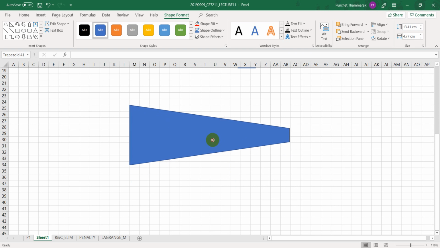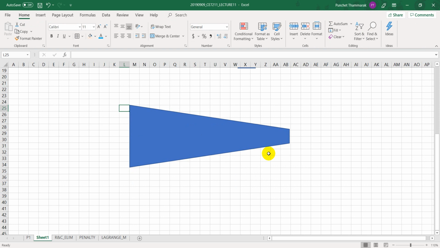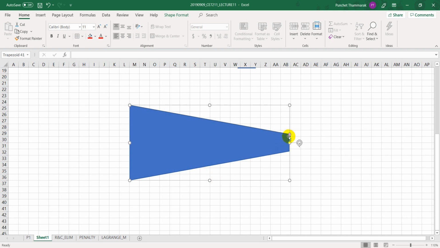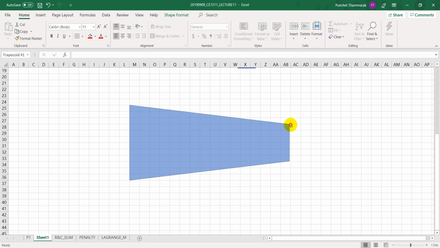1, 2, 3, 4, 5, 6, 7, 8, 9, 10, 12. Okay, and make it 6. 1, 2, 3, 4, 6. 1, 2, 3, 4, 5, 6, 7, 8, 9, 10, 11, 12, 13, 14, 15, 16. Okay, good.